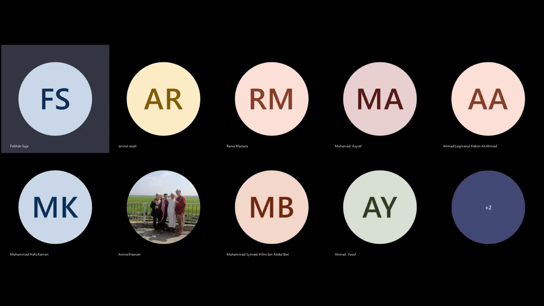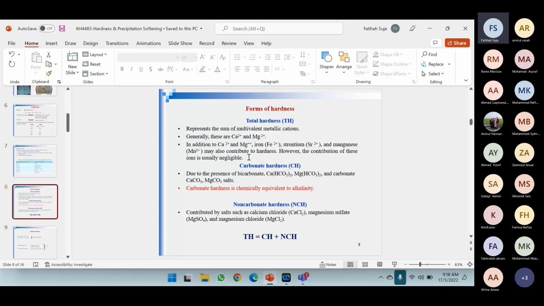Other ions contribute to hardness, but the contribution of these ions is usually negligible. Okay, so you have this carbonate hardness. This is total hardness. Carbonate hardness is due to the presence of bicarbonate: calcium bicarbonate, magnesium bicarbonate, and carbonate. Carbonate and bicarbonate contribute to this carbonate hardness. Carbonate hardness is chemically equivalent to alkalinity.